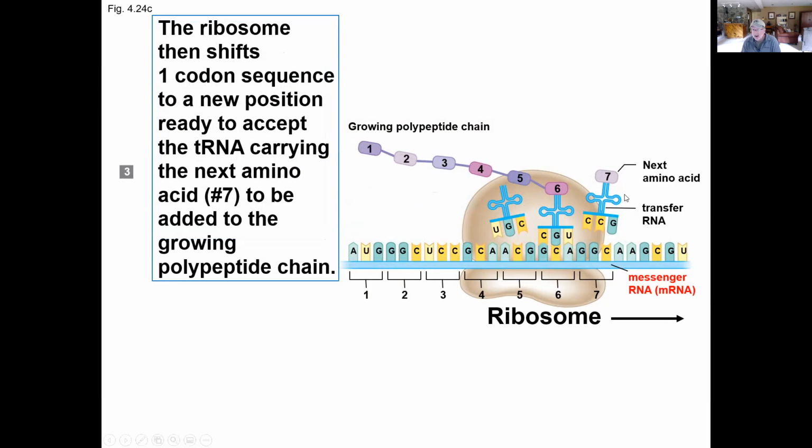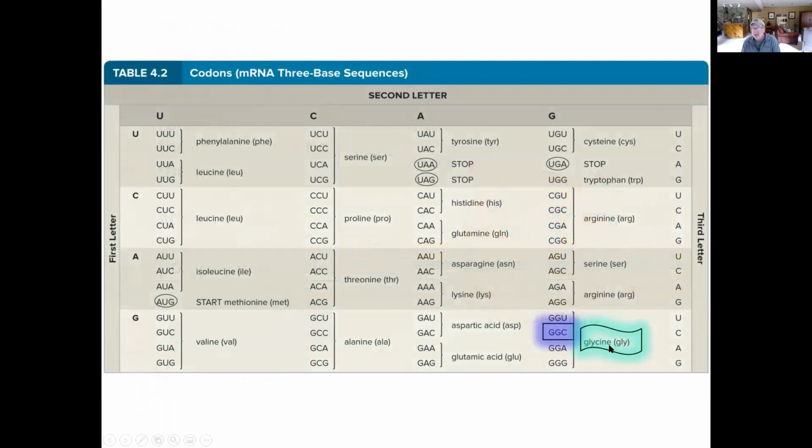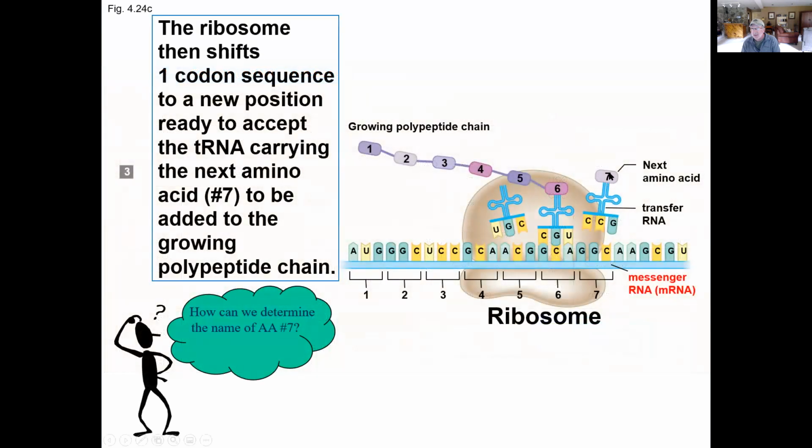And this next transfer RNA is going to come in. How can we determine the identity of this amino acid? Well, I hope you know the answer. We look at the codon sequence of the messenger RNA, which reads GGC, okay? And we know the anticodon must be CCG, or this guy wouldn't come in. And we look then on that table for GGC. There it is, and it's telling us it represents the amino acid glycine. So this is glycine. Number 7 is glycine.